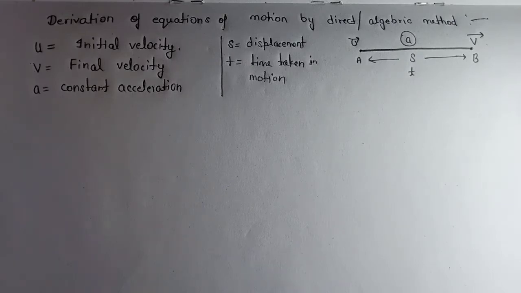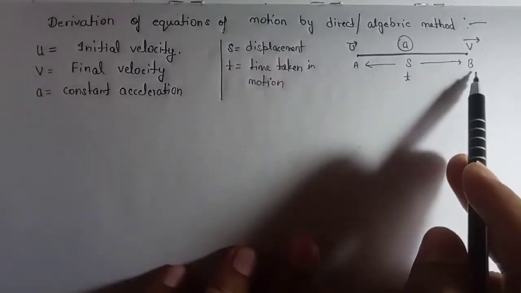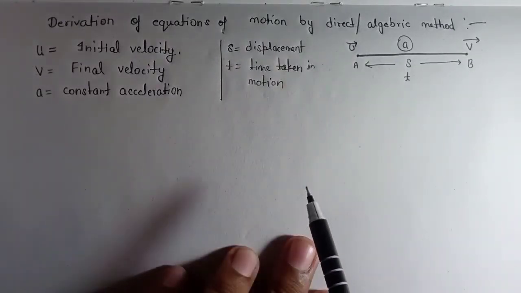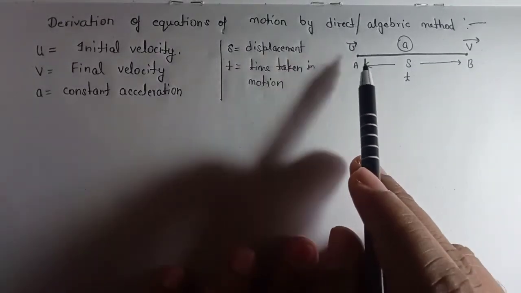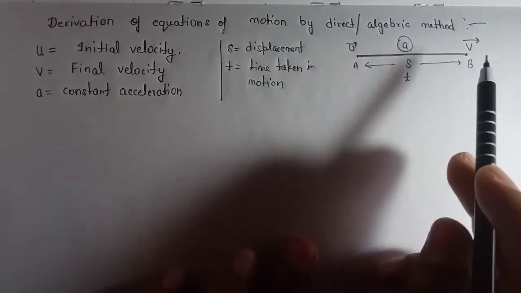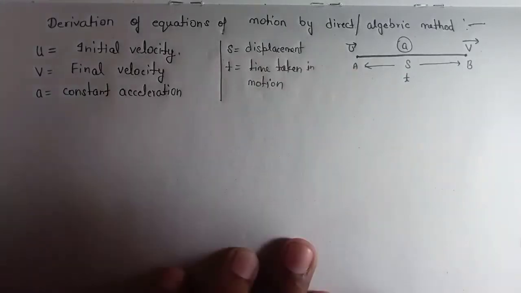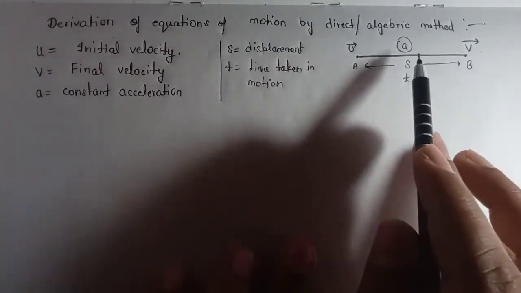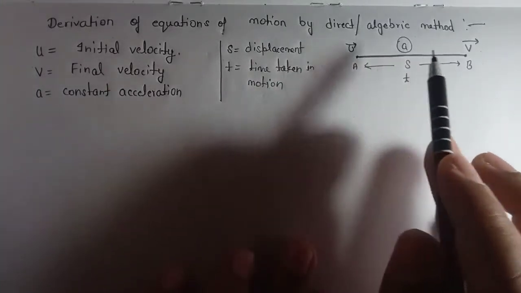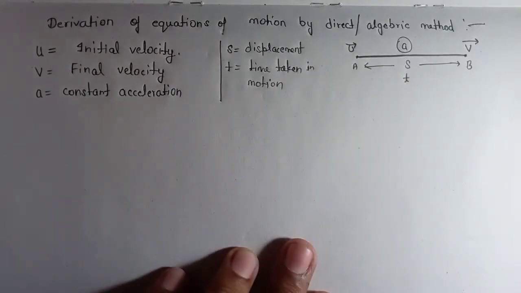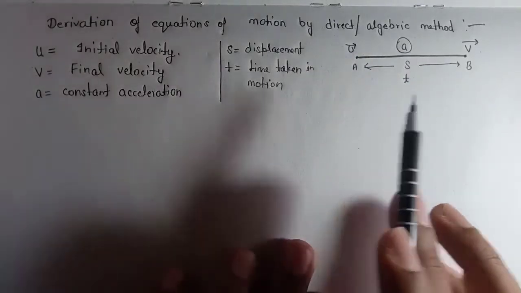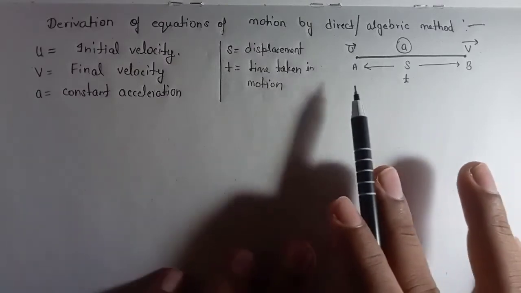If there is a body which is moving from point A to B in time t, and the initial velocity is u and the final velocity becomes v, and a constant acceleration a is being applied for the complete time, and there is s distance or displacement between point A to B.